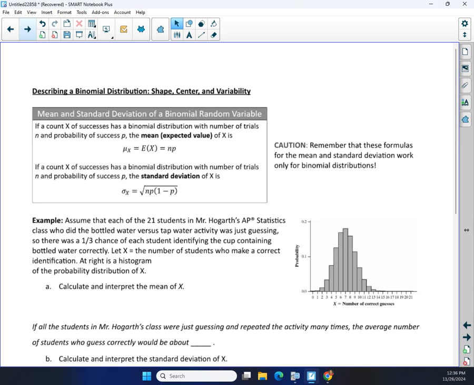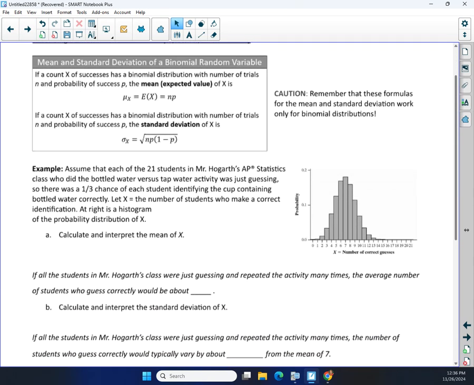All right, almost there, guys. So to describe shape, center, and variability, if a count X of successes has a binomial distribution with number of trials N and probability success P, the mean is N times P. They also call that expected value. The standard deviation is the square root of N times P times Q, or 1 minus P. Caution, remember that these formulas for the mean and standard deviation work only for binomial distributions.